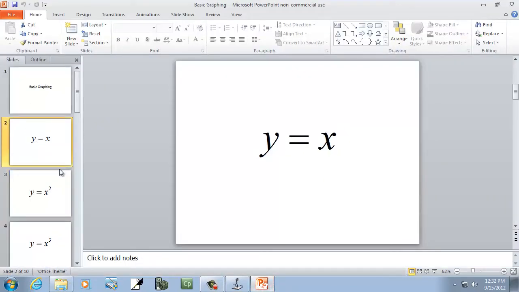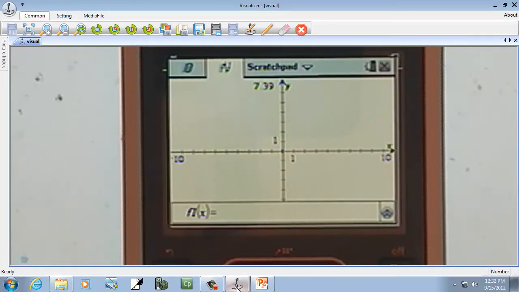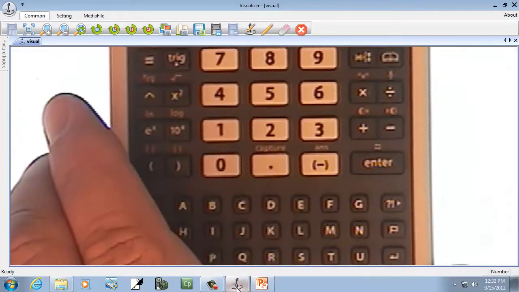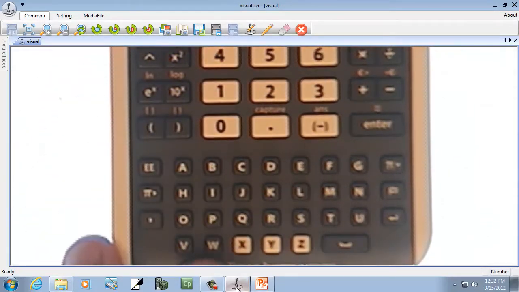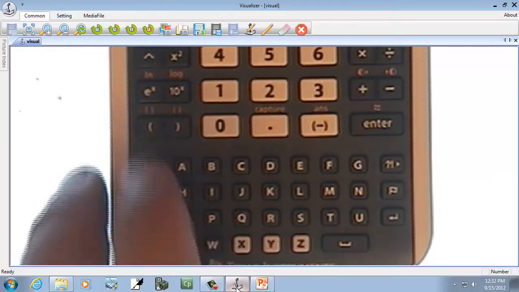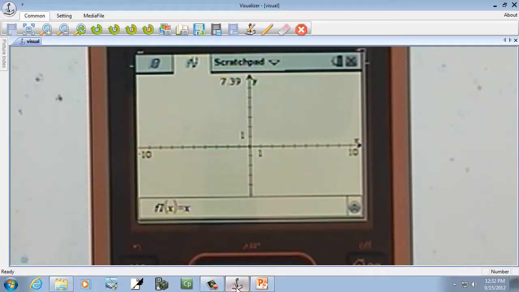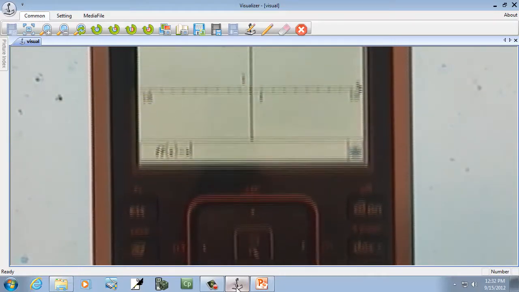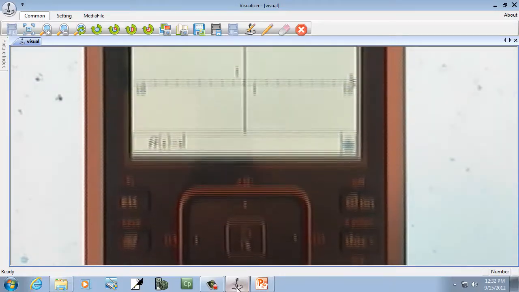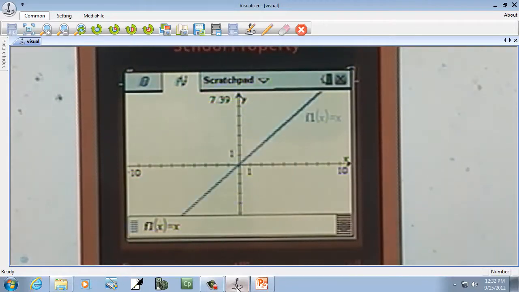We're going to take a look at our first graph, which is y equals x. This is our basic graphing. So for y equals x, I want to press my x key. Go clear down here. Here's your x. And I'll put an x on there. And then we press our tab button. Here's the tab button. And that'll graph it for us. Okay. That's our first graph.